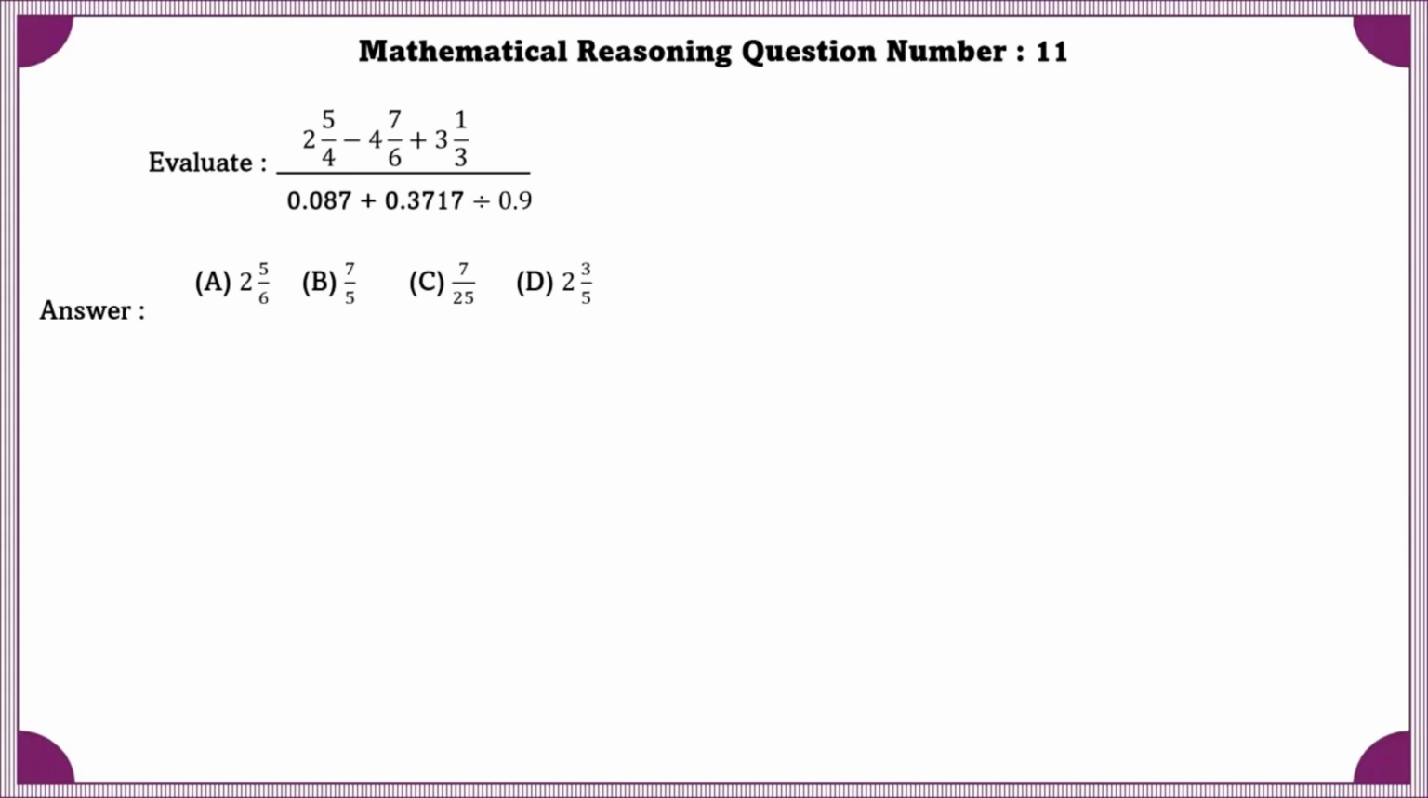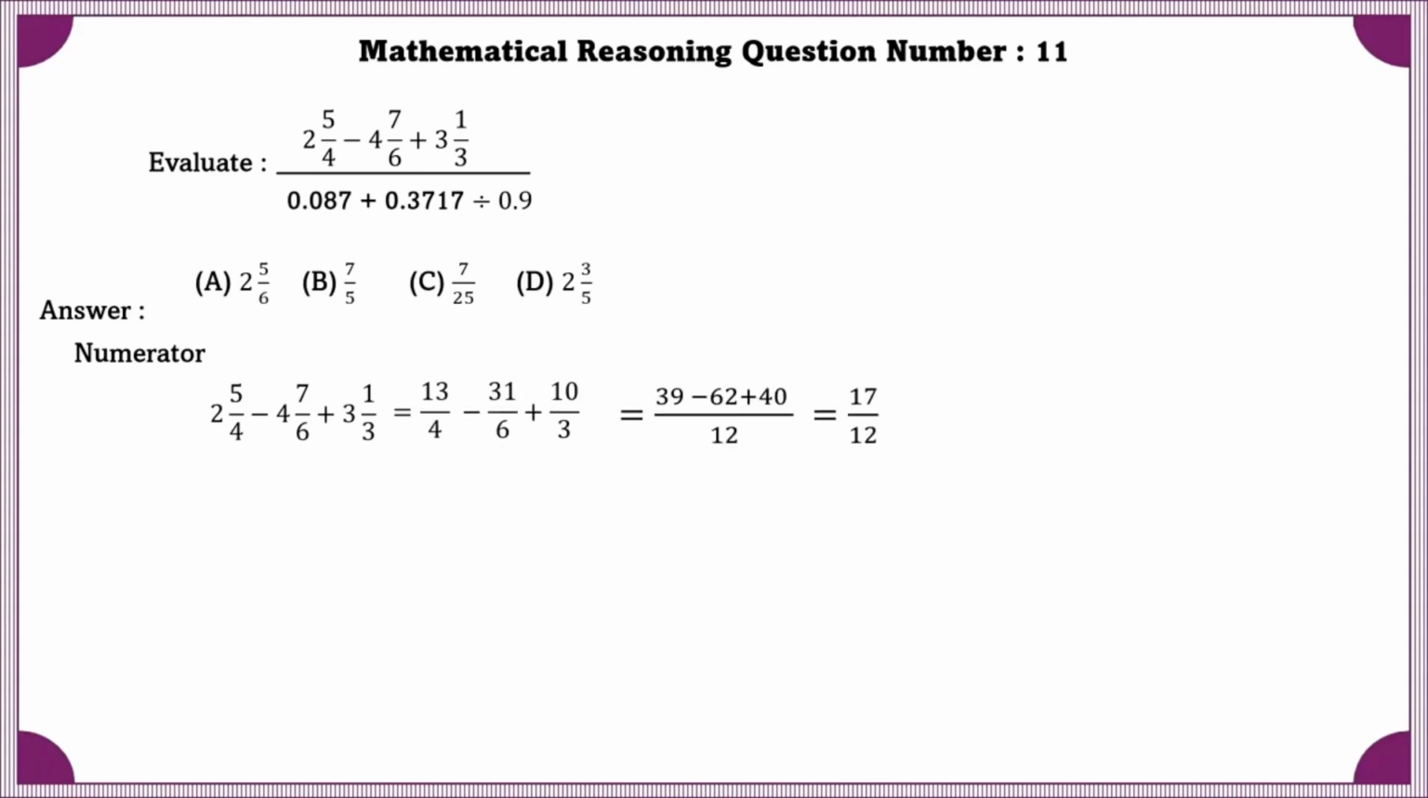Mathematical reasoning question number 11. Evaluate. Now, this might look super big. So let us take the numerator and denominator first. Simplifying the numerator first, converting all of these mixed fractions into improper fractions and simplifying, we'll get 17 by 12.